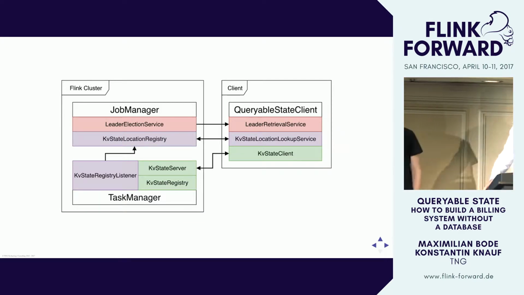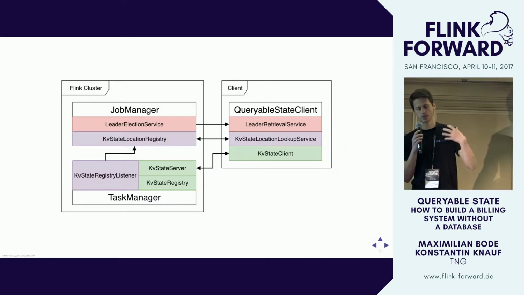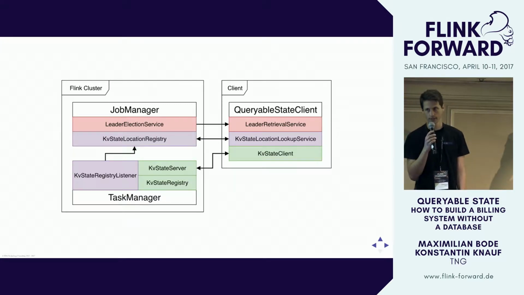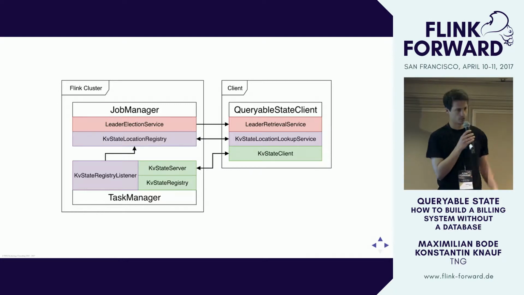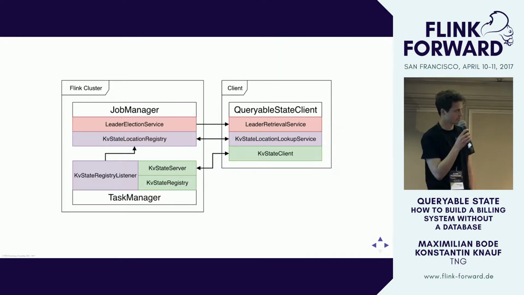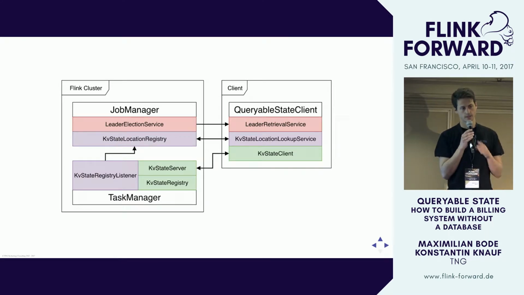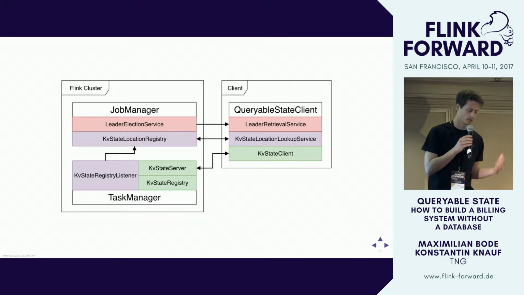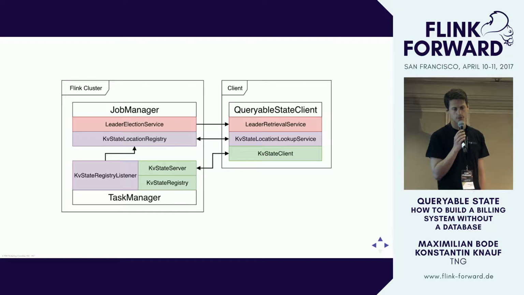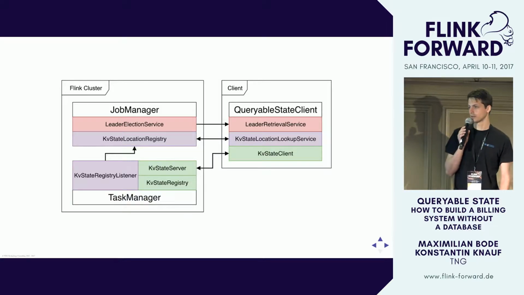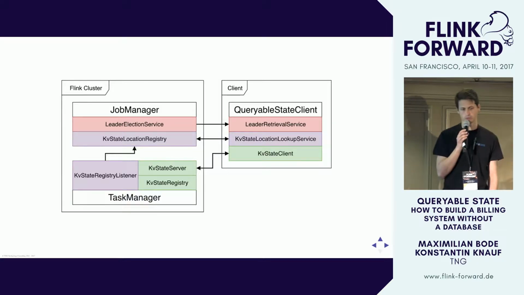So to actually get this state, you have to ask the task manager directly. So when the queryable state client wants these counts, for example, for the 5-minute windows, it has to ask the right task manager. And since you probably have maybe hundreds of task managers, not in our case, but there are apparently use cases, the queryable state client needs to know which task manager to ask. And this information it gets from the job manager with this key value state location lookup service.